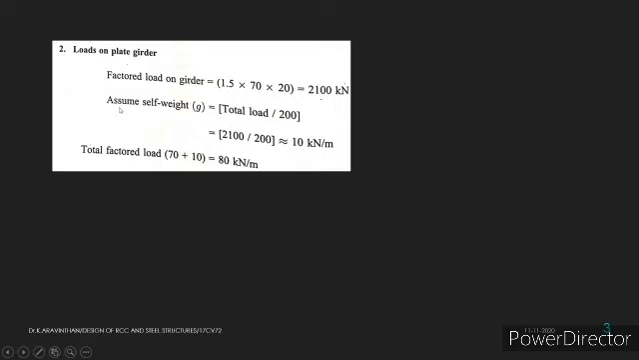Okay, let us assume a self weight of the member. This is due to the steel. Due to the density of the steel, we will be having a self weight. So let us identify the self weight. The total factored load is 2100 divided by 200. If you divide this, you will be getting 10 kilonewton per meter. So this will be the self weight of the girder. And if you add that to the live load, the total factored load will be 70 plus 10 is 80 kilonewton per meter. This is the factored load.